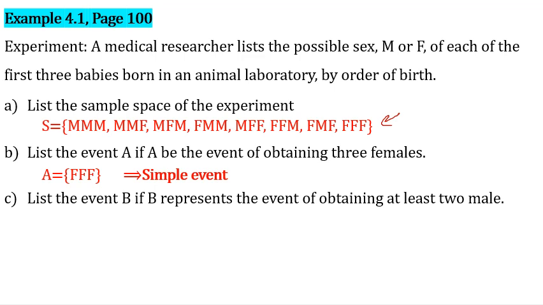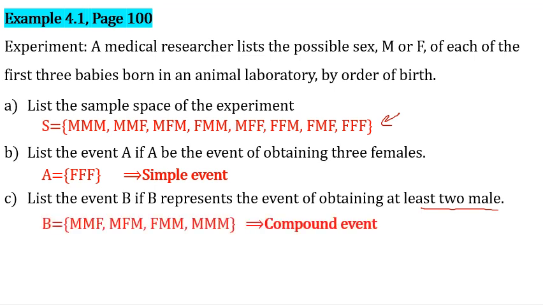Next, C. List the event B if B represents the event of obtaining at least 2 male. At least 2 male. Okay, so look at the sample. 2 male, so MMF. So the answer, we go to the answer: MMF, MFM, 2 male, FMM, and 3 male, male, male, male, which is a compound event. We have more than one sample: 1, 2, 3, 4.